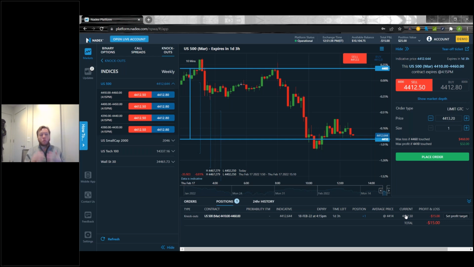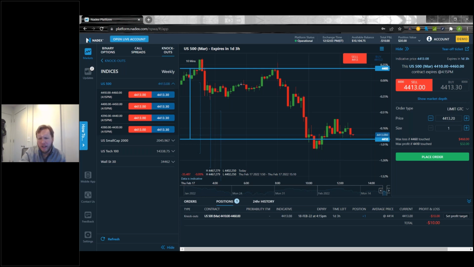The reasoning for this is, if you want to exit this contract early, you need to basically get out at the opposite of what you got in. So if I bought to get in, I sell to get out. If I sold to get in, I buy to get out, right? So that's going to be the pricing, and therein you see the profit and loss, and the profit and loss is going to be if I sold out right now, the profit or loss I would receive.